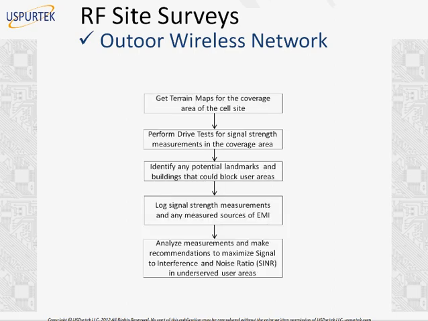Okay, so for outdoor surveys, outdoor wireless networks where you have a cell tower involved, the procedure is basically the same, but there are certain differences. Because there you have terrain involved, you have to get the terrain maps for the coverage area of the cell site, whether it is a flat area, or an area with hills and mountains, or an undulating site. So you just have to perform a drive test for signal strength measurements in the coverage area.